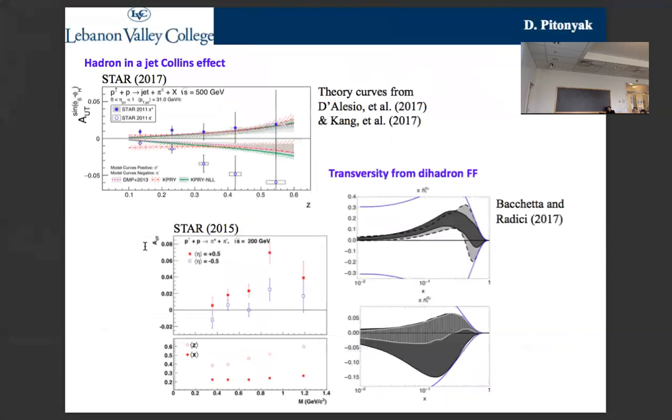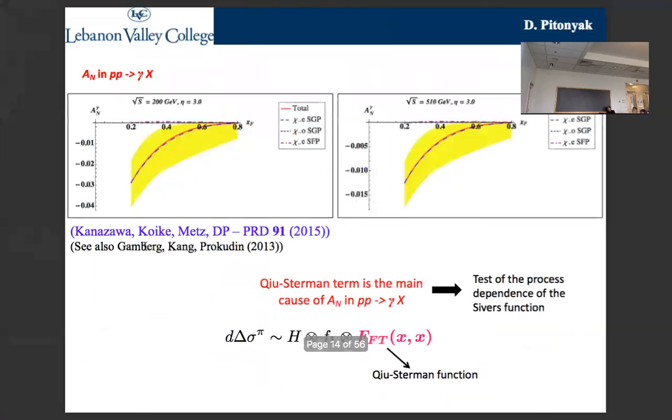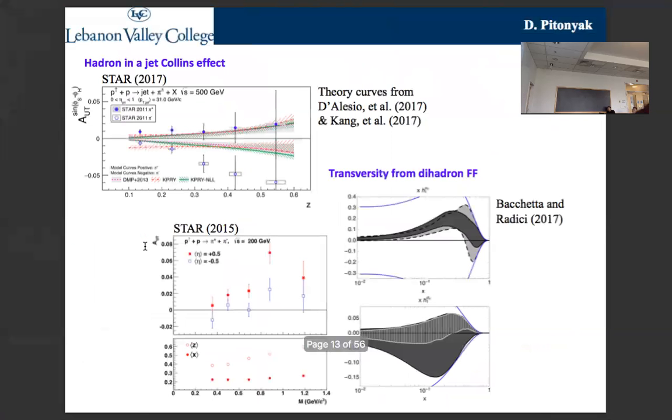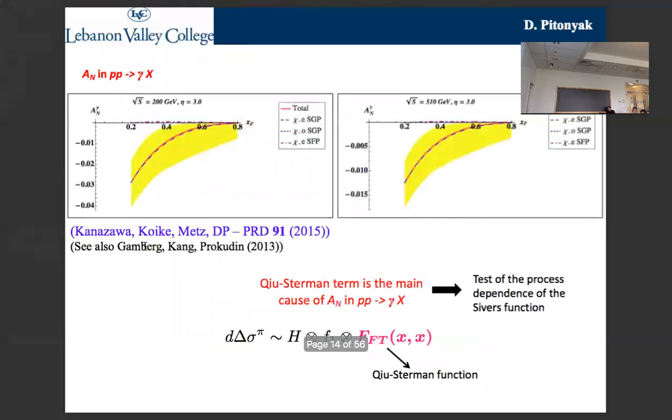We've also talked about hadron in a jet quite a bit, the Collins effect. And I believe there'll be a talk as well on getting at transversity through the dihadron fragmentation. So all of these have been studied and looked at as ways of getting at these TMD functions. Of course, the dihadron fragmentation is within the collinear framework.